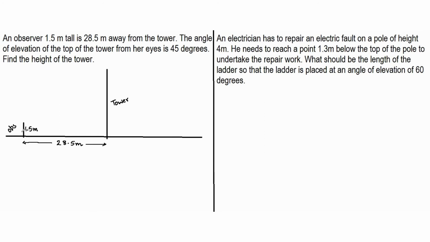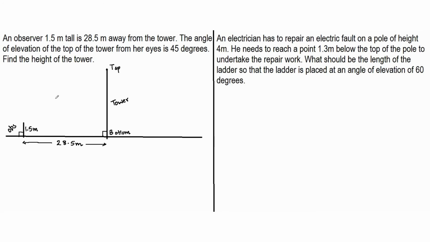The observer and the tower make a right angle with the ground, right? So these two angles are 90 degrees. The angle of elevation of the top of the tower. So this is basically the top of the tower and this is the bottom of the tower.